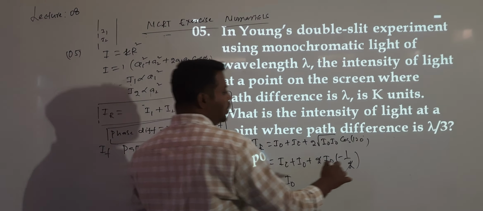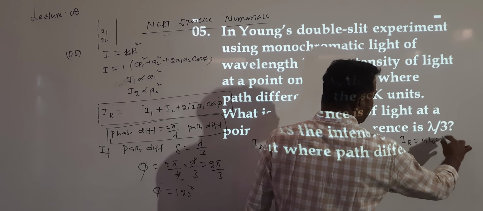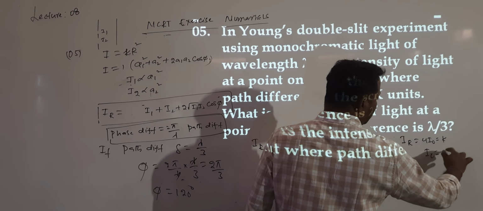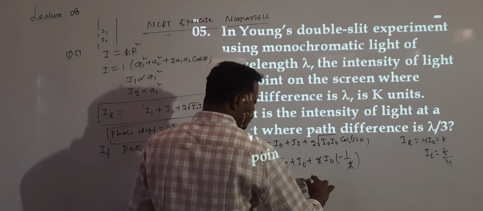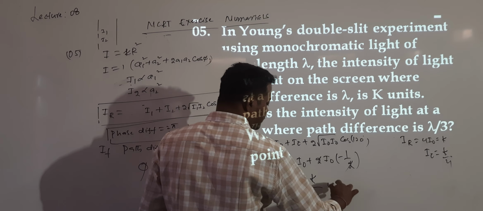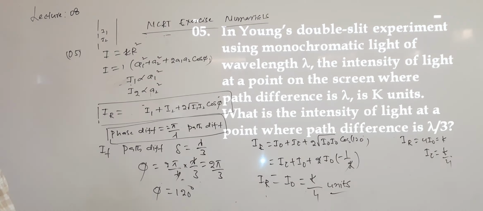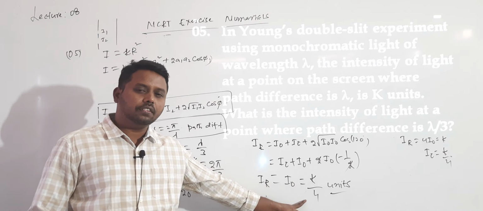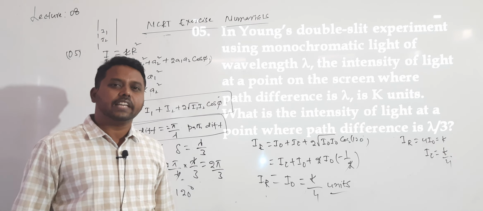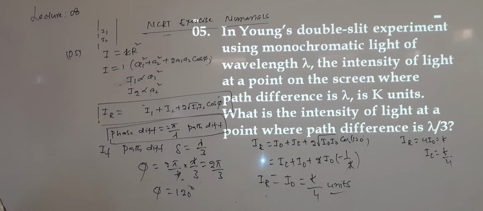Last time, what was the answer? I got IR value equal to 4 I naught, which is equal to K. Now I naught is equal to K divided by 4. So this time IR is equal to I naught, which is equal to K divided by 4 units. Are you getting it? The intensity at a point where the path difference is equal to lambda by 3 will be K by 4. Last time the intensity was K. Now the intensity is K by 4. Understood? So this is question number 5. Next.